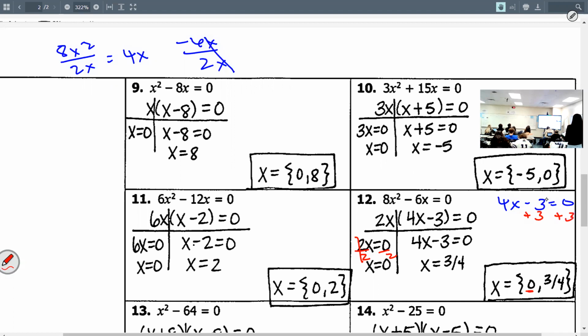That'll cancel it on the left. On the left, I have 4x. On the right, what's 0 plus 3? 3. And then the opposite of multiplying by 4 is dividing by 4. So then the 4's cancel on the left, and that's how we got 3/4 as part of our answer. If you made it 0.75, that's all right. But fractions are okay. So questions on 12?